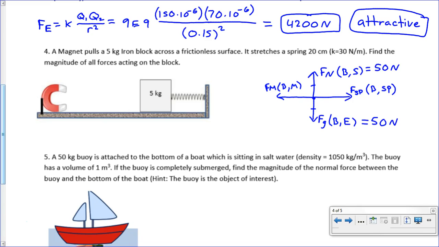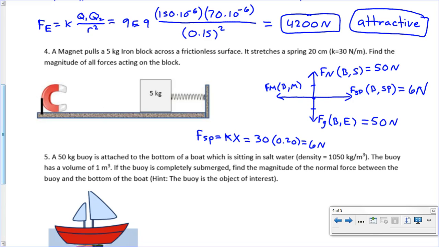To figure out the spring force, we need to plug it into the equation. So we've got FSP equals kx, which equals, in this case, the spring constant is 30 and it's 20 centimeters. So it's 30 newtons per meter times 0.20. We have to convert that to meters. You multiply those by each other, you should get 6 newtons, which means the spring force equals 6 newtons.